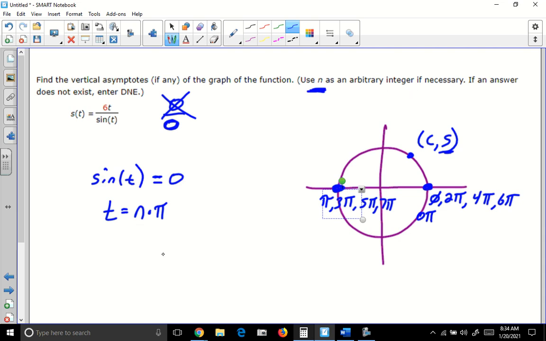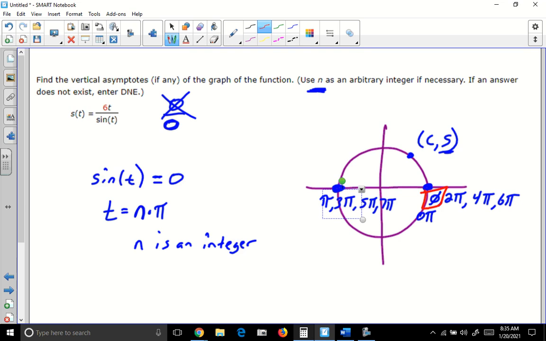And yes, since there's not just one angle, since it repeats cyclically or periodically, n times pi describes all of those values where n is an integer. But we have to look at one example.